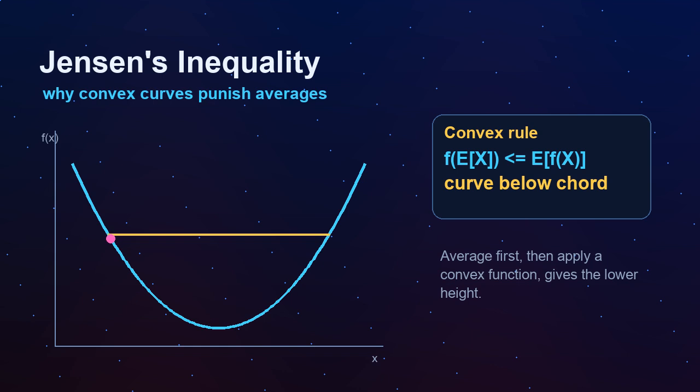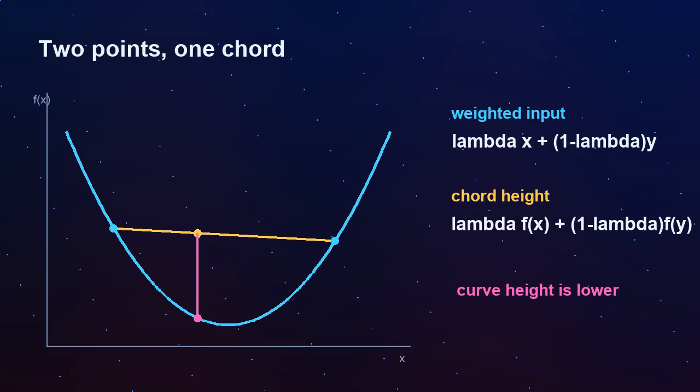Jensen's inequality is a tiny sentence with a surprisingly strong punch. If a function is convex, then evaluating it after you average is never larger than averaging the evaluated values. In simple terms, f of E[X] is less than or equal to E[f(X)].